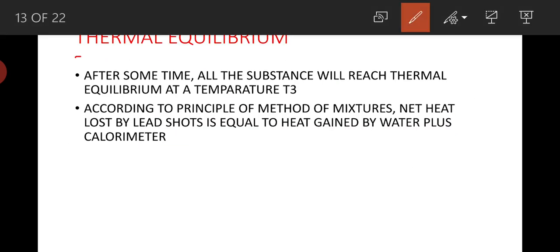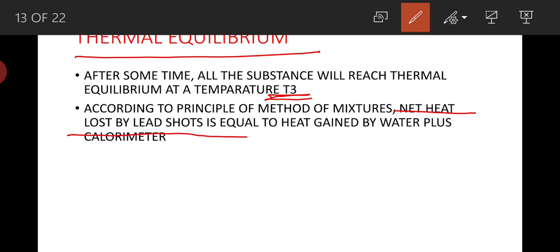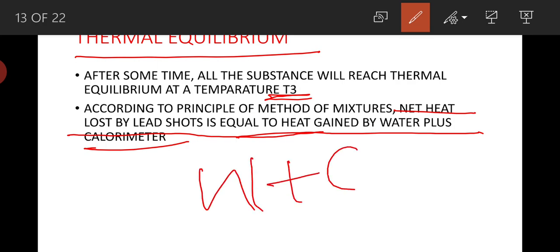After pouring these lead shots into the calorimeter, after some time all the substances will reach thermal equilibrium at a temperature T3. So according to the principle of method of mixtures, whatever heat is lost by lead shots is equal to the heat gained by water plus calorimeter.